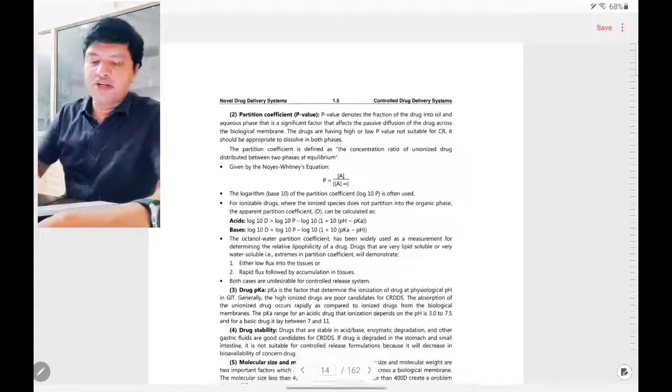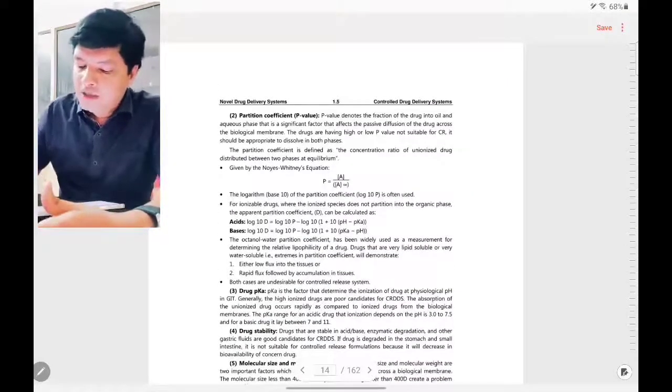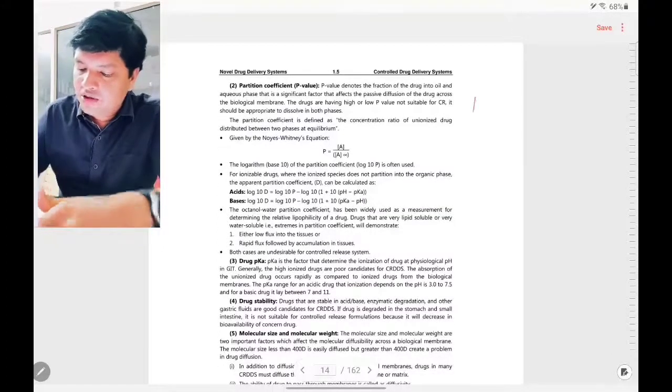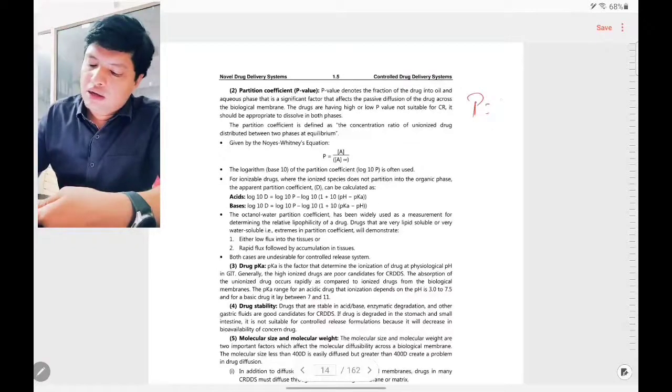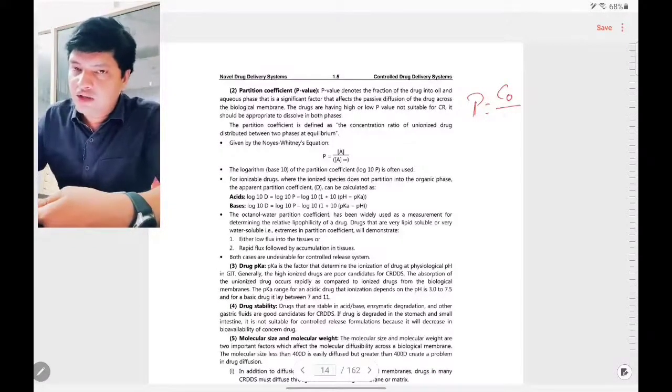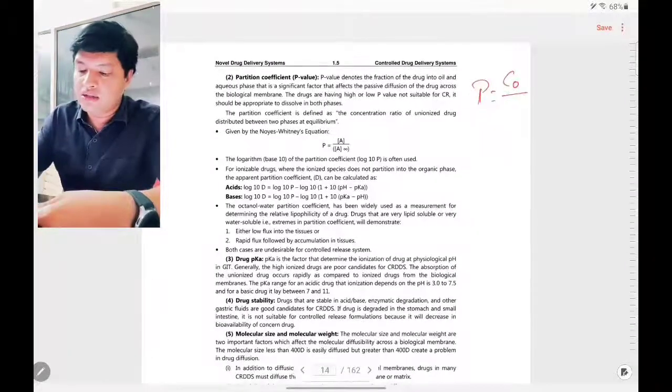Next is partition coefficient. What is partition coefficient? Partition coefficient is the ratio of concentration of drug in organic medium to the concentration of drug in the aqueous medium.